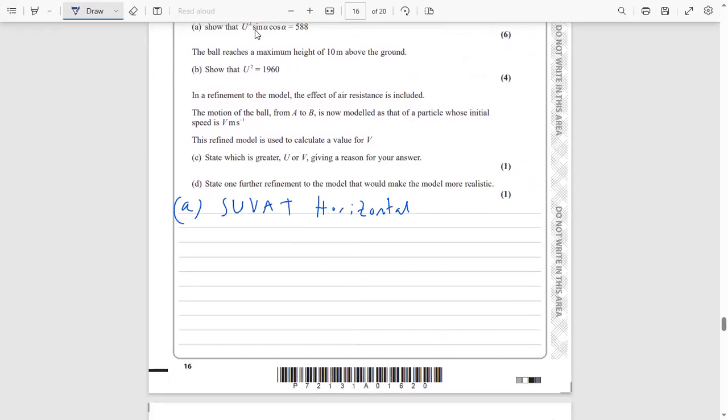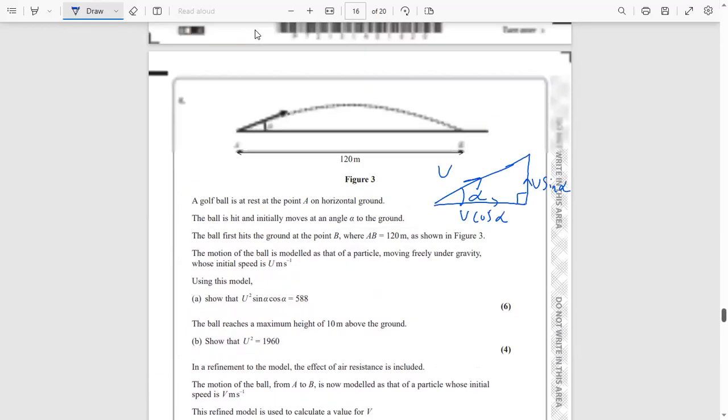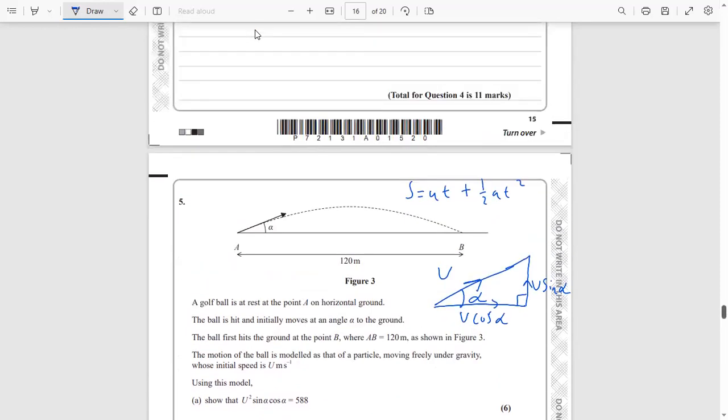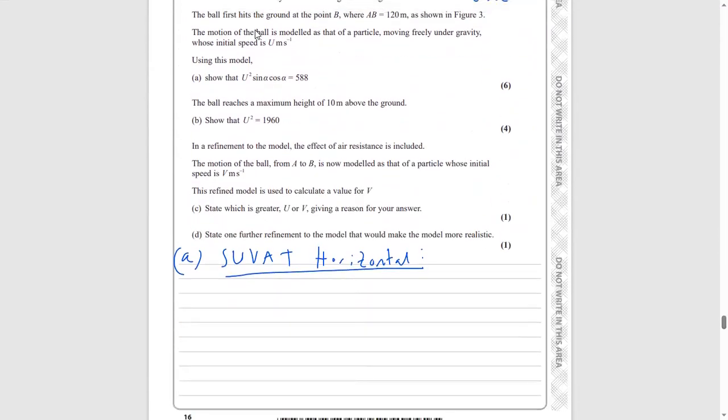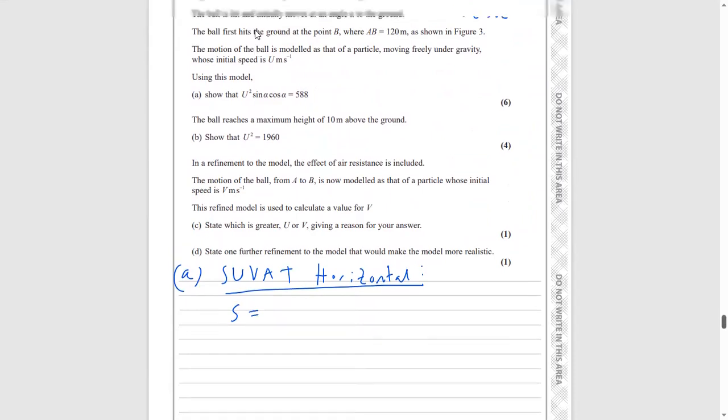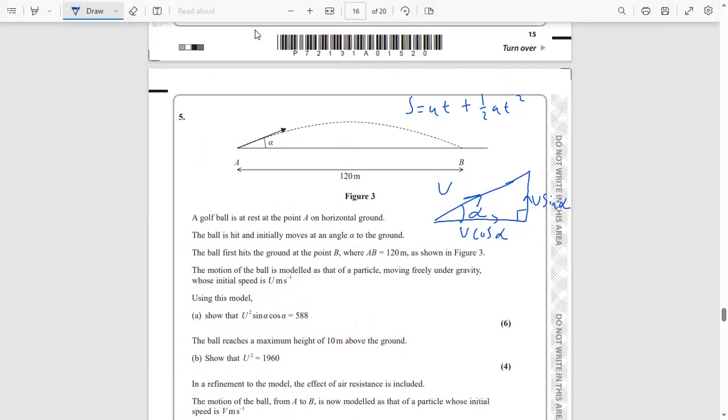So if we think about our Suvat letters horizontally, again, we want to use the equation S equals UT plus half AT squared, because we're not worried about V, the final speed, in this question. We just want to think about these other letters. So what's our S going to be horizontally? Well, the question tells us it's 120, isn't it?